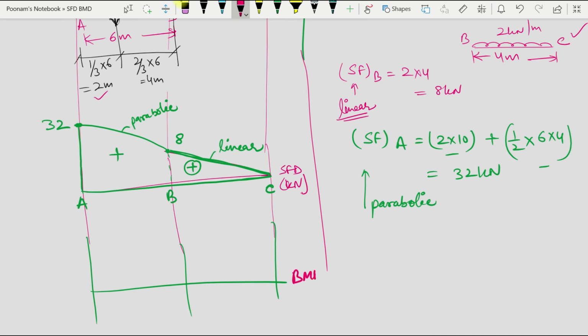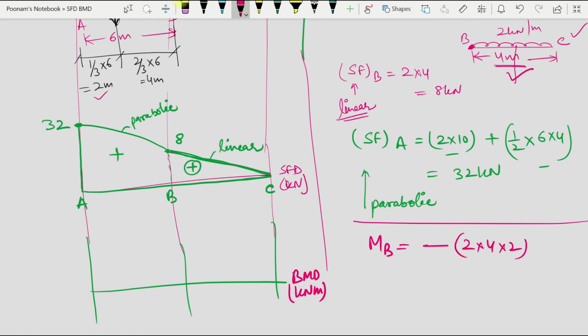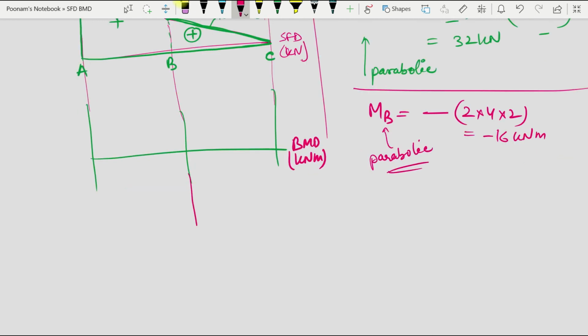This is my BMD, and I'll plot this in kilonewton meter. So I'll find out the value of MB. It is negative because we are plotting for cantilever, and cantilever has negative bending moment. So it will be equal to 2 into 4 into 2. So half of this will be 2. So it is equal to minus 16 kilonewton meter, and it will be parabolic. So negative 16.